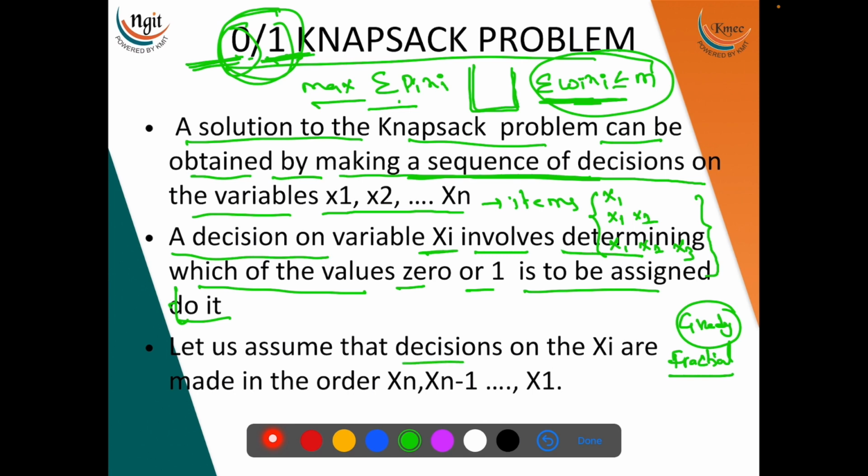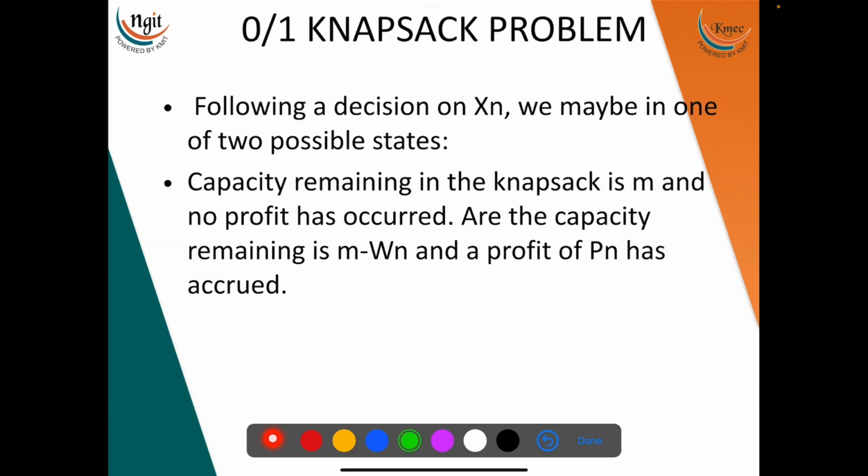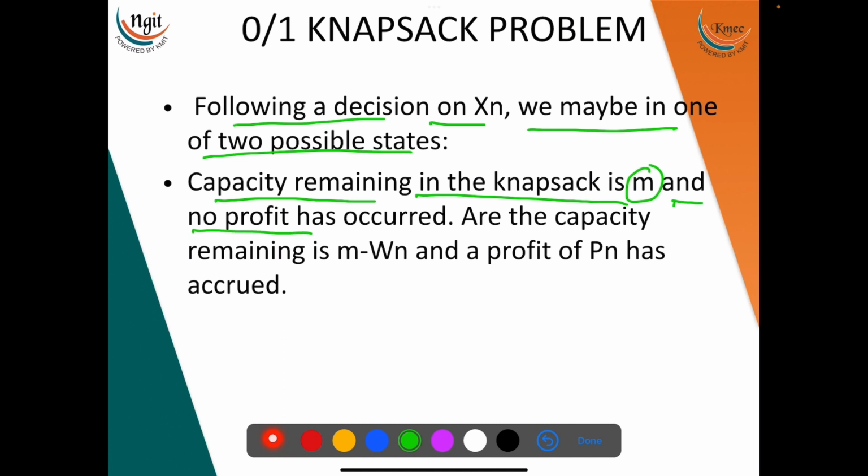Let us assume that decisions on the xi are made in the order xn, xn minus 1, down to x1. So stage-wise, we take a decision. Following a decision on xn, we may be in one of two possible states. Either the capacity remaining in the knapsack is m and no profit has occurred, or the capacity remaining is m minus wn and a profit of pn has occurred.